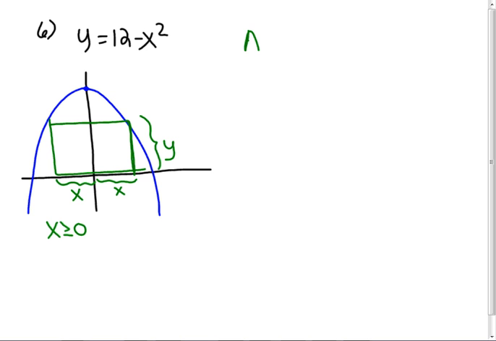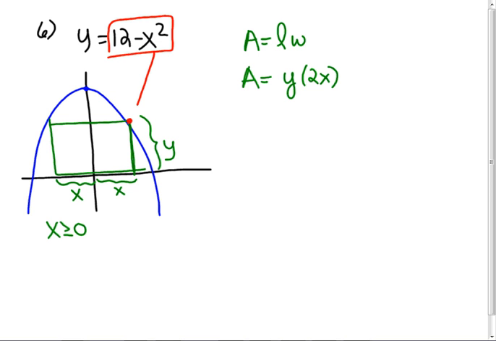So area, how do you find area of a rectangle? Length times width. In this case, what's the length? Y times 2x. I need to eliminate x or y. Well, I can. It's easy. Because I know what y is. What's y? 12 minus x squared. They told me that. It lies on this curve. That's the y value, 12 minus x squared. So I'm going to put that right in here for y.